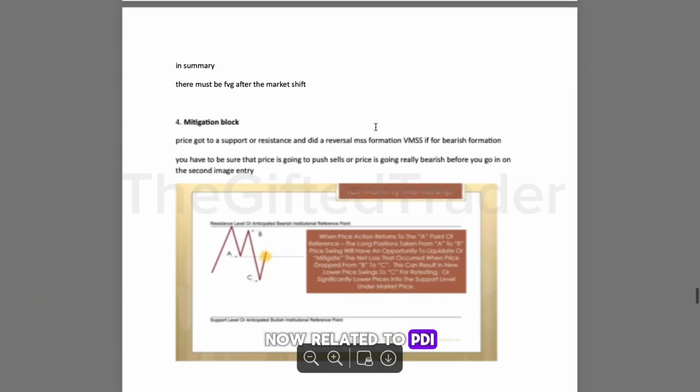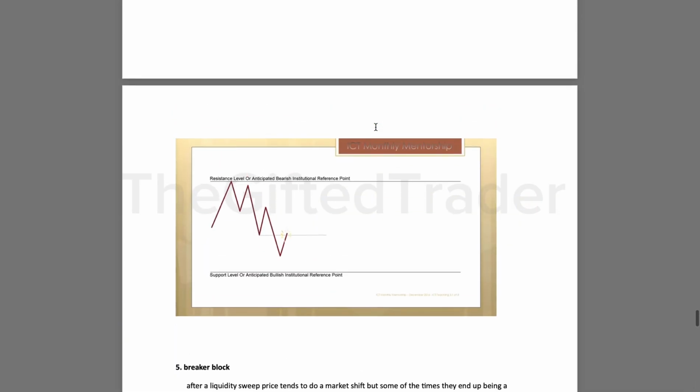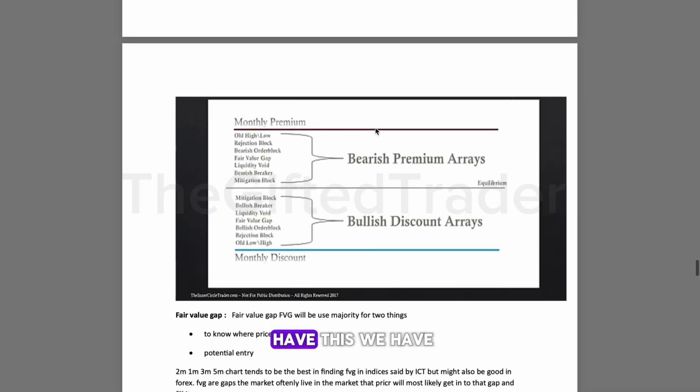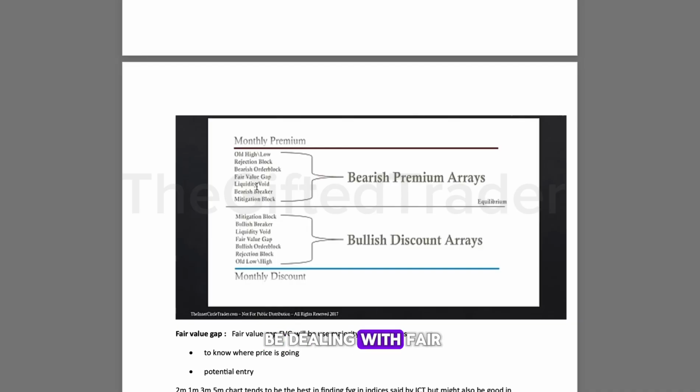Relating to PDI rays, I will drop it in the PDF. This is my own journal. We have old high and low, rejection block, bearish order block, fair value gap, liquidity void, bearish breaker, and mitigation block. I'm going to explain these one after the other. Today we're going to deal with only two: old high and low, and fair value gaps. Please pay attention. The rest we'll discuss later.